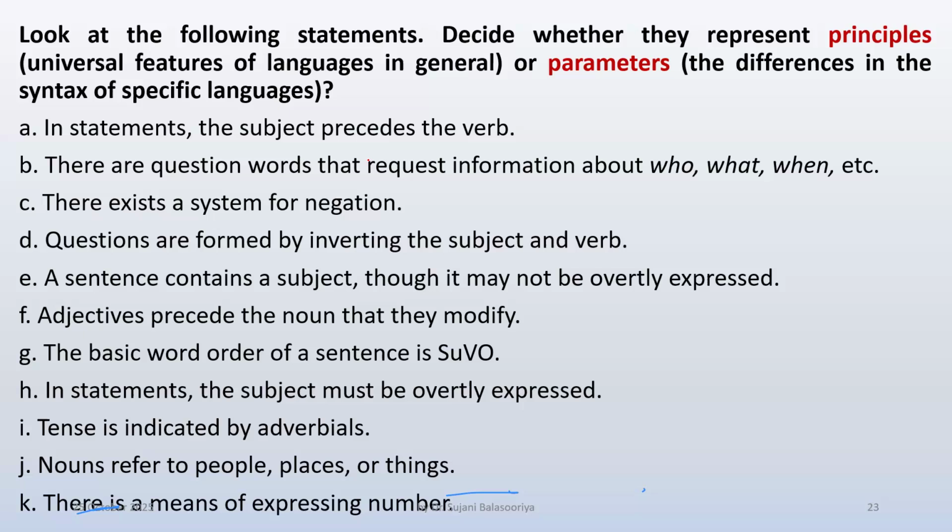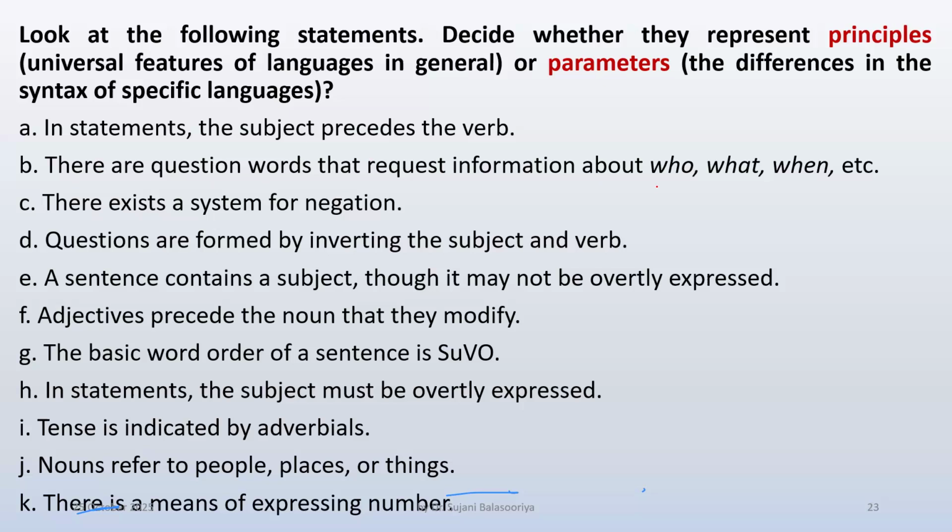Subject precedes the verb means the subject comes before the verb. Principle or parameter? In every language, do you find it to be the same, or does it change from language to language? That change means it is a parameter. Correct.